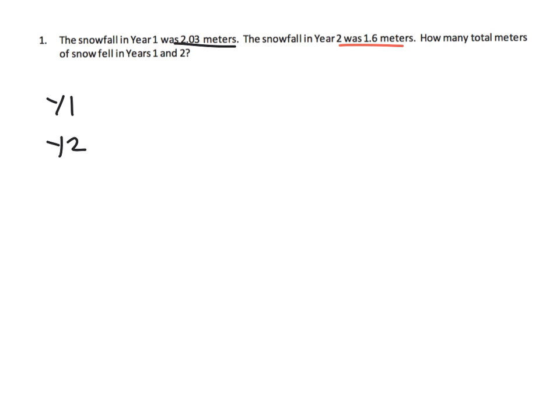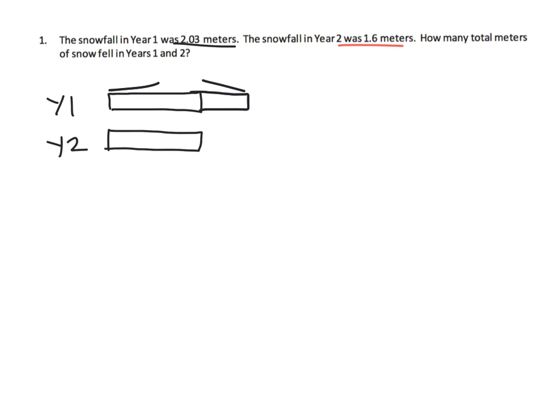And the idea is I'm going to say, well, I can see right off the bat that this one is larger than this one. So I could, if I wanted to, well, no, I'm going to stick with my rule. Whenever I have two subjects, I always start with two tape diagrams that are the exact same length. Now I'm going to go back and read the question. It says the snowfall in year 1 was 2.03. The snowfall in year 2 was 1.6. Now, which one's bigger? Well, we know that 2.03 is supposed to be bigger, so I'm going to extend this a little bit. And I know that this is 2.03.